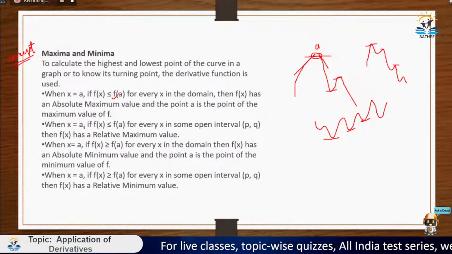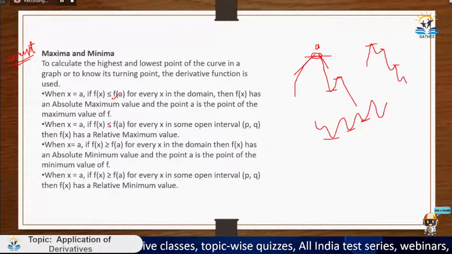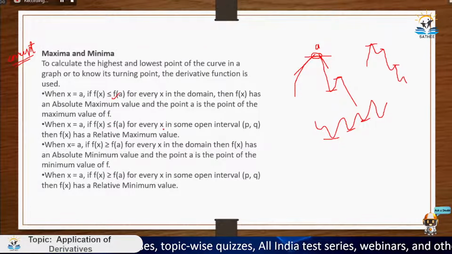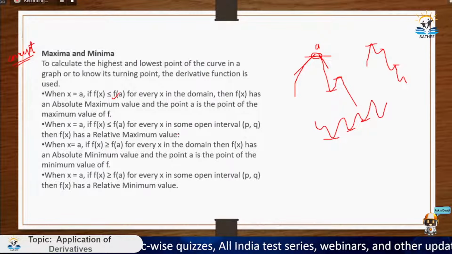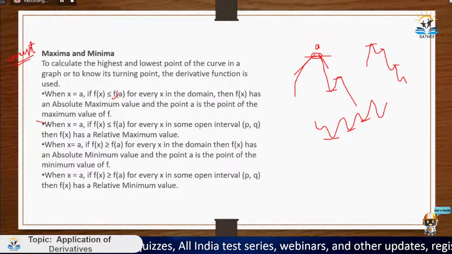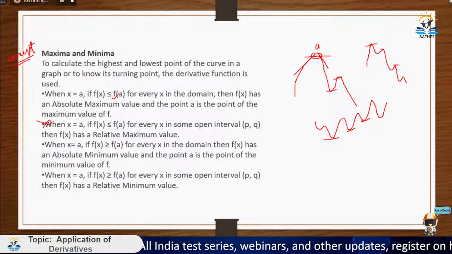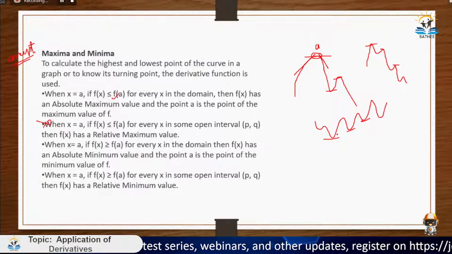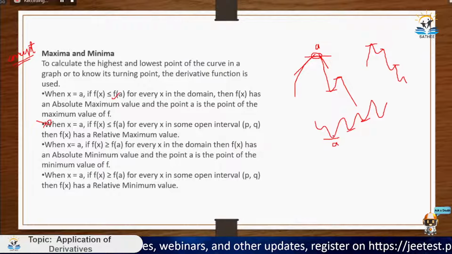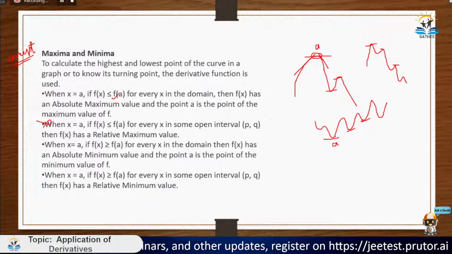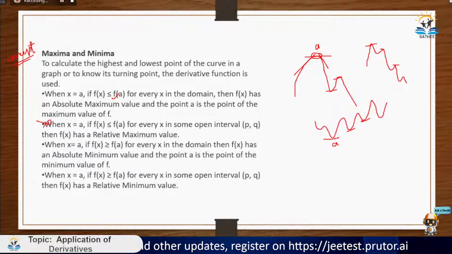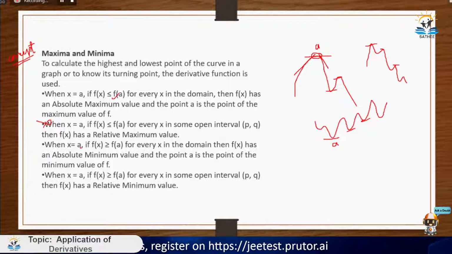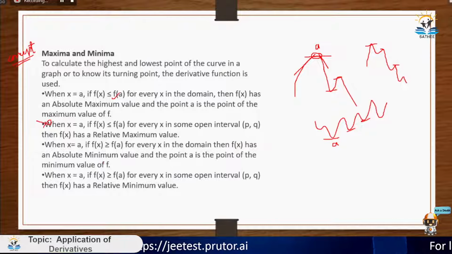And similarly, when x is equal to a, when fx is less than equal to fa for every x in some open interval pq, that is relative maximum value. This is not important, so you can leave it. Then when x is equal to a, if fx is greater than equal to fa, which is in this case, if we let a equal to this point, then my fx is always greater than equal to fa, because fa is minimum. So fa would be less than fx always, so that's what it is written here. When x is equal to a, if fa is less than equal to fx for every x in the domain, then fx has an absolute minimum value, and the point a is called the point of minimum value of f.